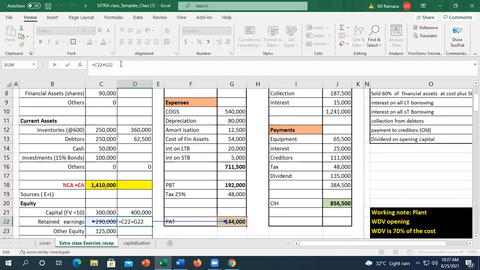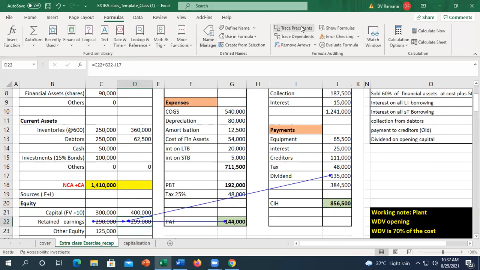Reserves will be opening reserve plus profit current minus the dividend is the closing reserves. Let us see the formula. Opening reserve plus PAT minus the distribution of dividend is the retained earnings. So profit is taken care.